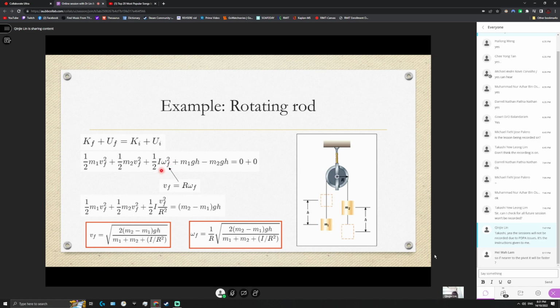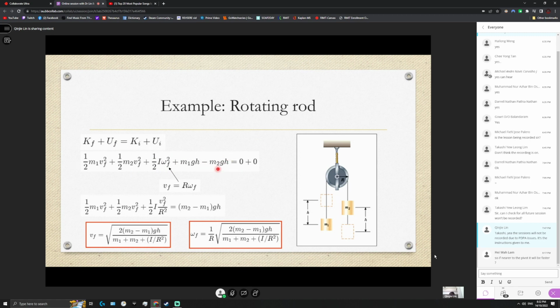Okay, that's our kinetic final energy. So for the final potential energy, what do we have? We have M1 already moved up a distance of h. That's why we have mgh plus, because you gain potential energy. Then for M2, we move down a distance h. That's why it will be a negative here.